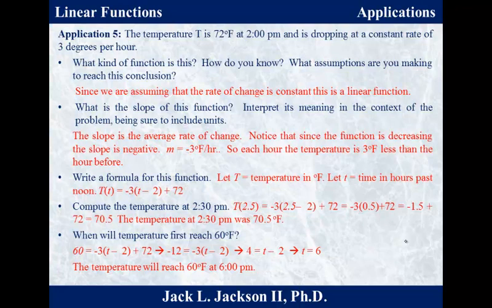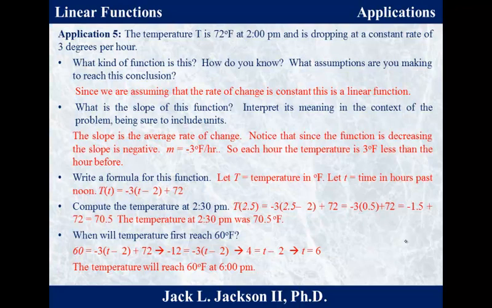So anyway, our formula is capital T of little t is negative 3, parentheses t minus 2, plus 72. That's a slope-intercept form. And t was the hours past noon, and so then I did it this way. You could have let maybe x be the hours past 2 o'clock. You can do it different ways. I picked noon because it'll be easier to figure out the time of day from this.